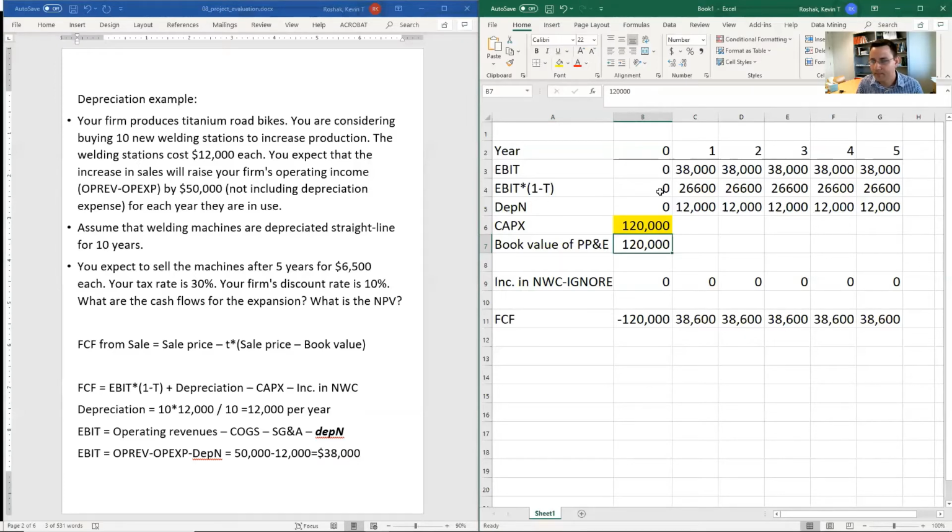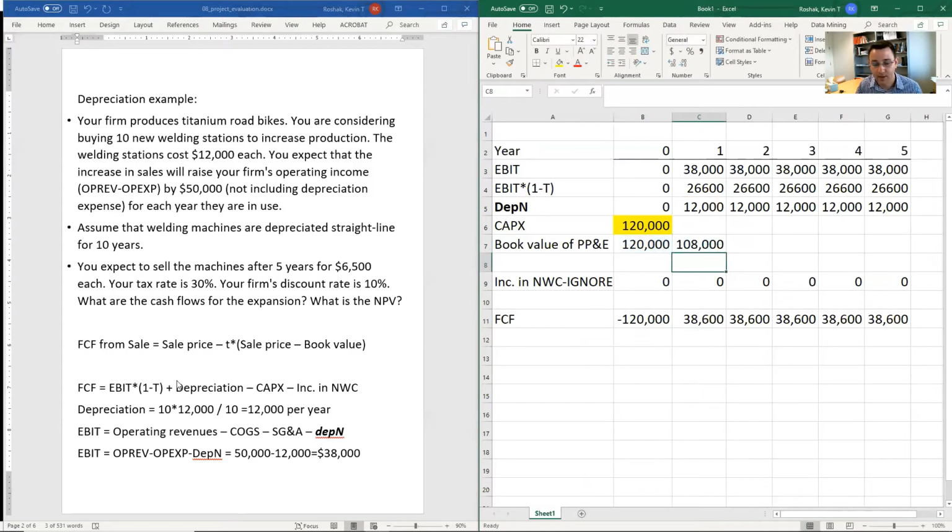Now what happens over time is we have this thing called depreciation, right? We said that we're depreciating this straight line. So every year, the book value is losing 10%. You're depreciating straight line over 10 years. So the book value at time 1 is going to be the book value at time 0 minus the depreciation expense. It's going to be $108,000. And then we can fill this over. So every year, the book value is dropping by $12,000, $12,000, $12,000, until at time 5, when we finally sell it, it's only worth $60,000.